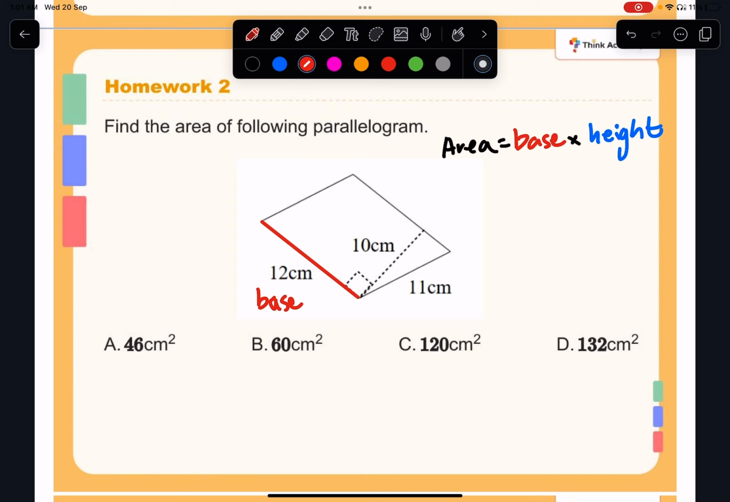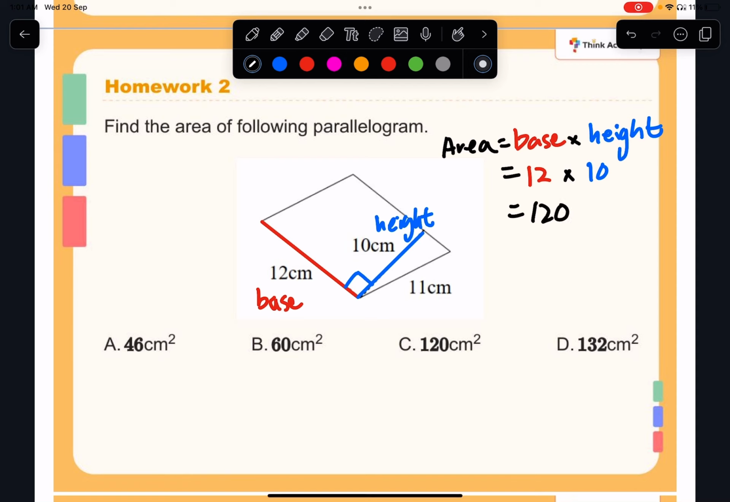After we know the base, we just have to find out the height. The height is the perpendicular distance between the base and the opposite side. So obviously this 10 centimeters is the height, because here is the right angle. Right, so now we know the base and the height already. We just have to put the numbers inside the formula. So the base is 12 centimeters and the height is 10 centimeters. So we have 12 times 10 equals 120.